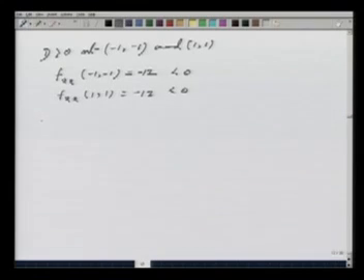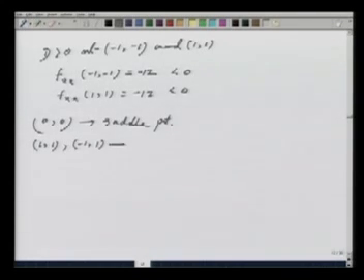So finally what is my result? The result is 0, 0. This is a saddle point because d there is negative, and 1, 1 and minus 1, 1, these are local maximum.